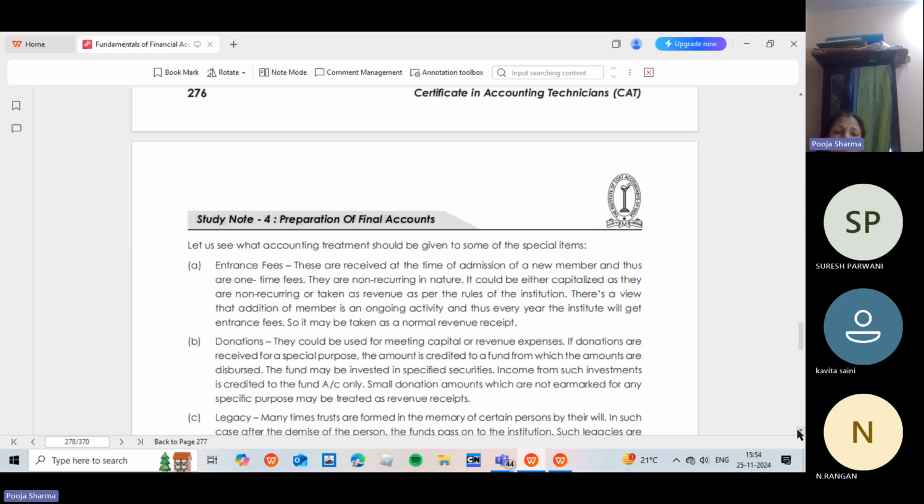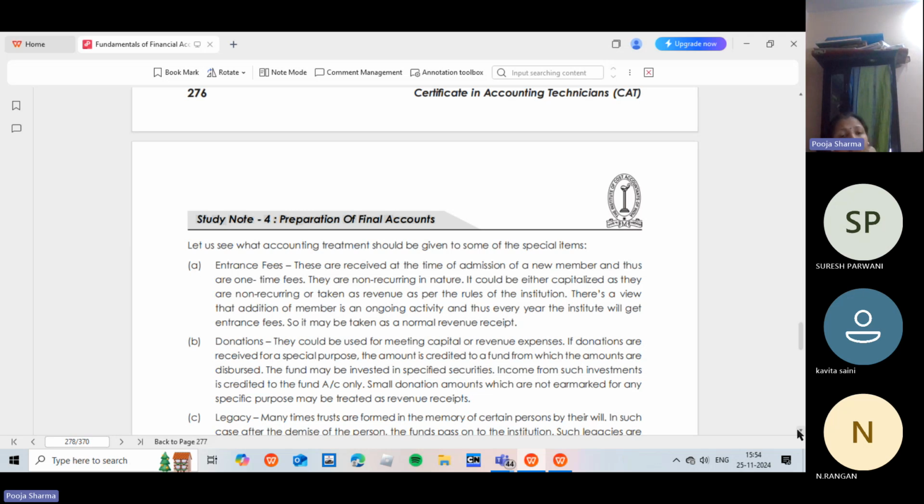But specific, what is the meaning of specific donation? It means the donation given for a specific purpose. We have to fulfill the purpose, for the construction of a building, temples, schools, colleges, any educational institution. For this purpose, you must utilize this donation. That means it is of capital nature. You have to capitalize it under capital in the balance sheet.